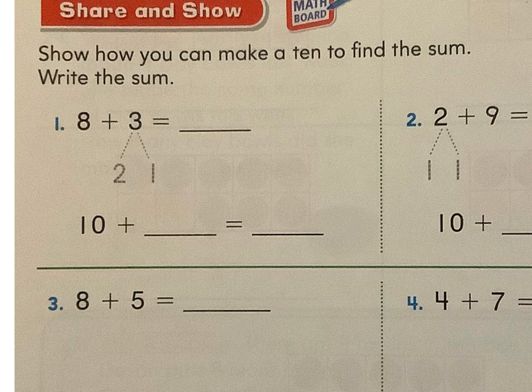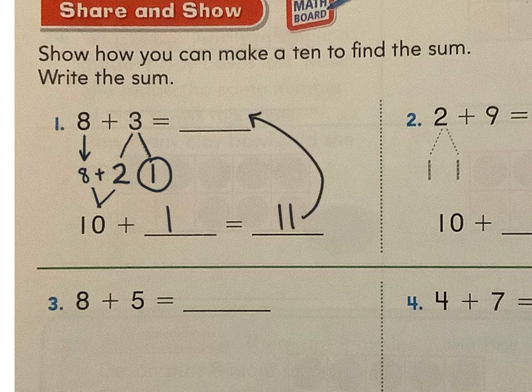8 plus 3 equals what? 8 is closer to making a 10. So we want to take apart this 3 into 2 and 1. If we bring down this 8 and we add it to the 2, we get that 10. And we can't forget about our leftover 1. 10 plus 1 equals 11. But then I have to go back up here. So that means 8 plus 3 equals 11.